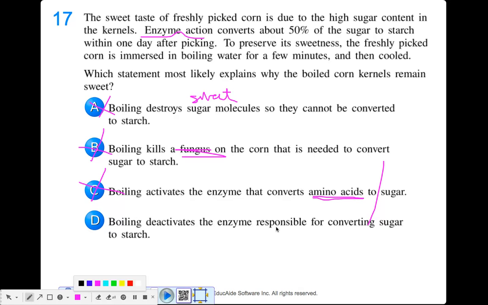Boiling deactivates the enzyme responsible for converting sugar to starch. That makes more sense, right? It says here, enzyme action converts sugar to starch within 1 day of picking. So boiling would deactivate or denature that enzyme. And so the sugar that would normally be converted to starch would stay as sugar and it would be nice and sweet.